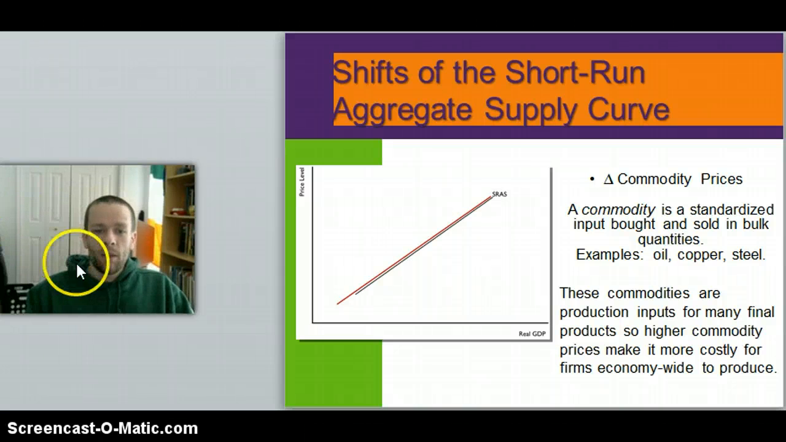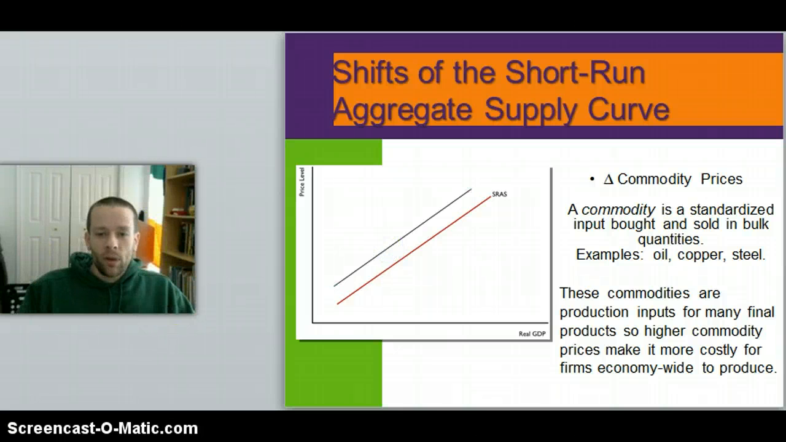Now, if steel becomes more expensive, the short run aggregate supply curve will shift to the left. Anytime we raise production prices on these commodities, this is an input for many final products. So higher commodity prices make it more costly for these firms to produce, and so we'll shift the short run aggregate supply curve to the left. So if commodity prices increase, the curve shifts to the left. If commodity prices decrease, it becomes cheaper to produce, and we'll shift it to the right.